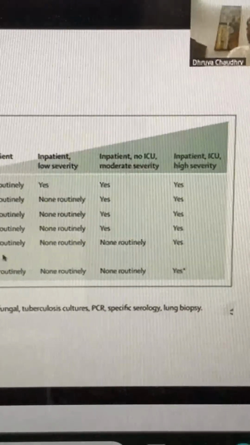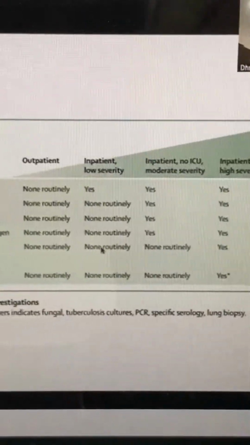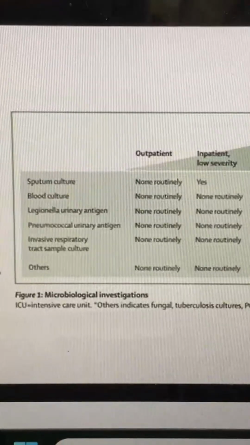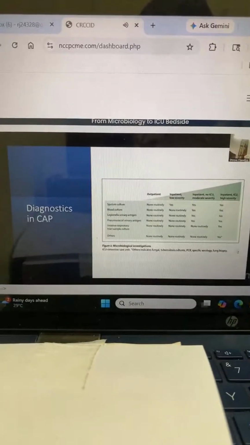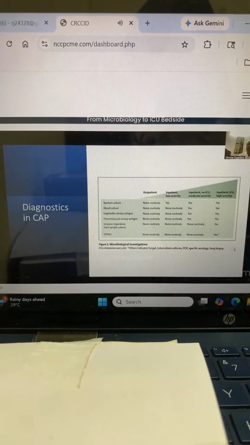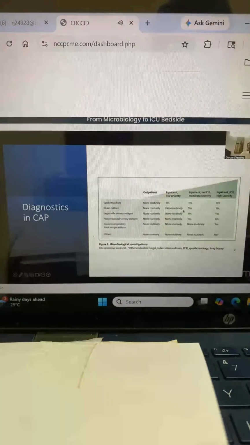Simply have a radiology and clinical profile, and give antibiotics. As the severity increases, whether the patient is taken for observation or into the high dependency unit or ICU, your investigations keep on escalating. The ladder for investigation keeps on going up. There you need to do a sputum culture, a blood culture, a Legionella antigen or pneumococcal antigen. Invasive tract samples are not done unless the person is on a ventilator. I think that is very important.